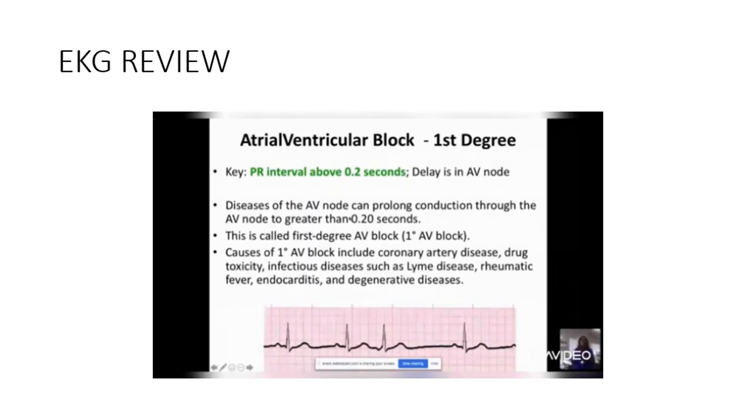Otherwise, everything else is normal within this strip. You have a P, you have a QRS, you have a P, you have a QRS, you have a T, normal. But the problem is the length of the P to R is greater than it should be. A lot of causes for this: drugs cause this, rheumatic fever, endocarditis, an infection in the inner lining of the heart, degenerative disorders cause this. So a lot of different causes. So we would go and see what's causing it and treat the underlying cause for this.